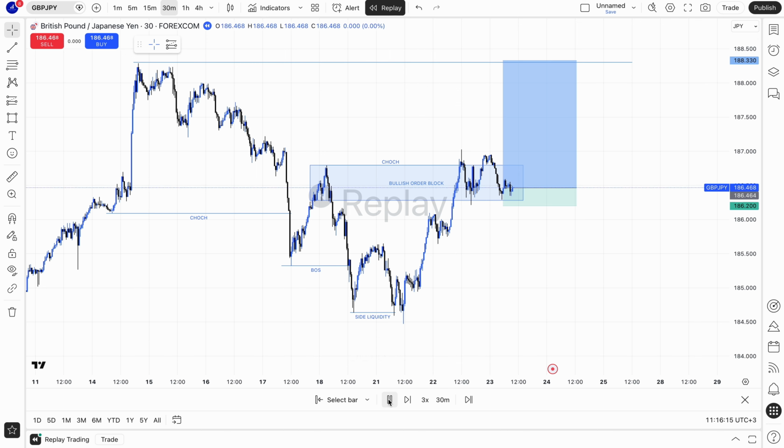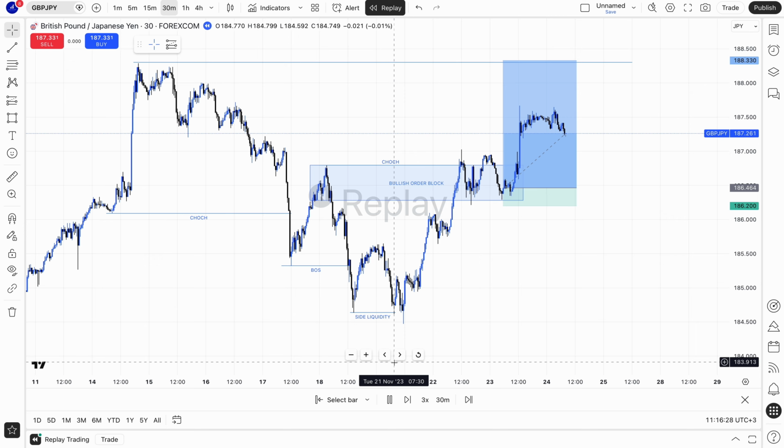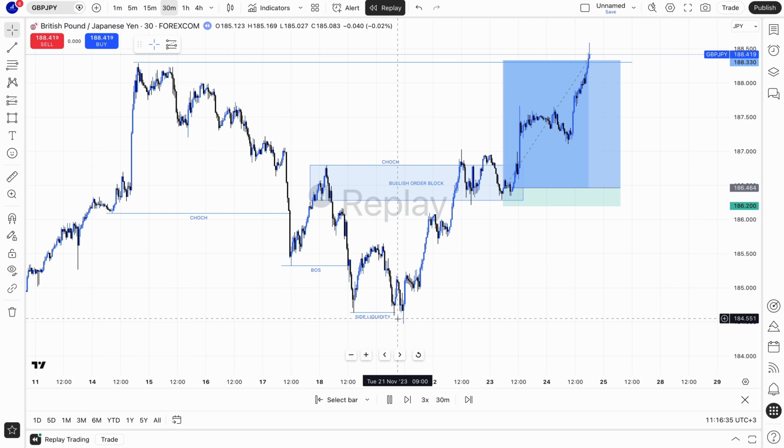Then the price came clean, it tapped in, then continued to the upside very well. At that moment, you can easily take out some partial profits and move your stop loss to break even. I shared this setup in my VIP Telegram channel and my free Telegram channel, and we took this trade together with my community, and it was a very clean trade.